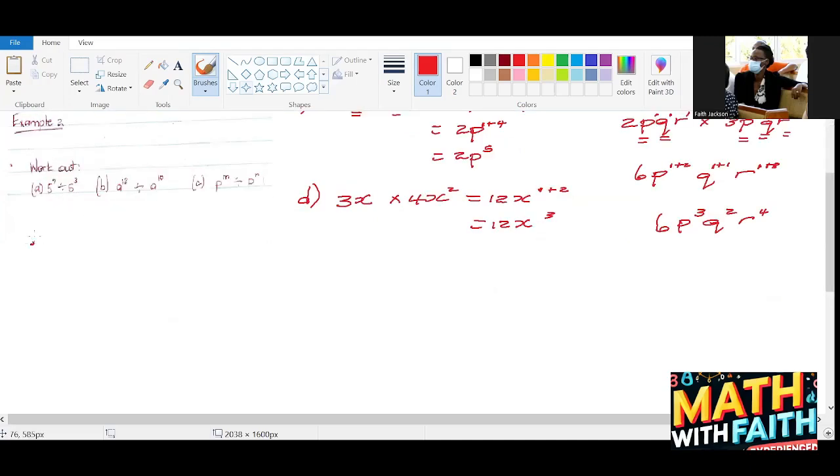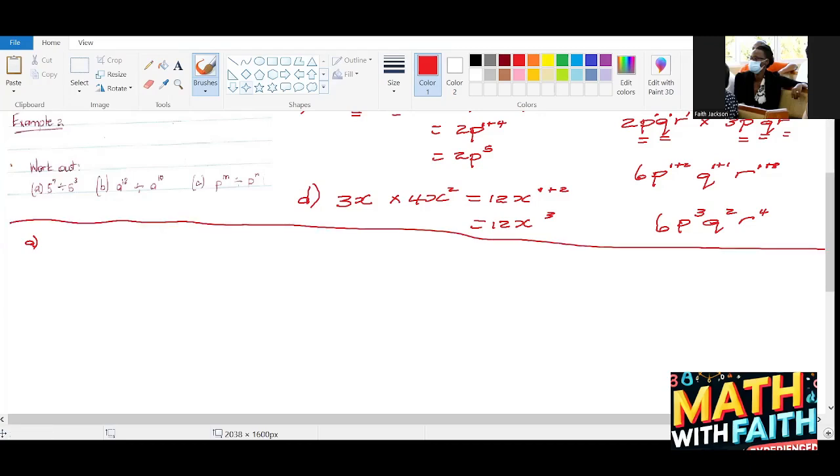All right, let's look at example 2, where we have to work out these three things. So A. So let's separate that first example from the second example. So let's look at A, 5 to the power 7 divided by 5 to the 3. Now we are dividing. And you know when we divide our bases, when they are the same, we have to minus the indices. So this will be 5 to the 7 minus 3, which is 5 to the power 4.